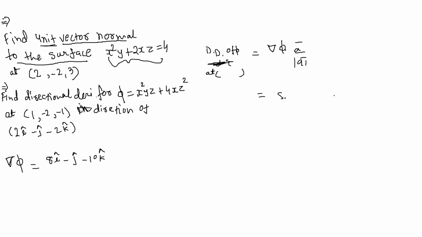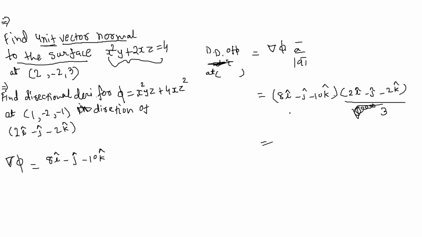Nabla phi is 8 i cap minus j cap minus 10 k cap. Kashyap, what is a bar? 2i minus j minus 2k cap upon root 4 plus 1 plus 4, so root 9, that's 3. So I'm directly writing 3.